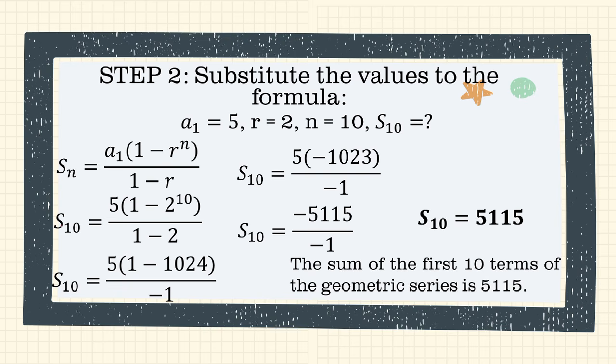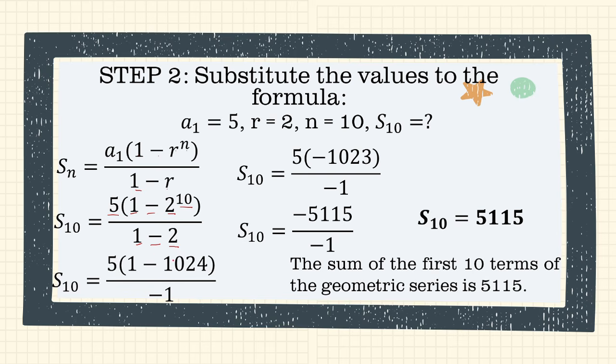So we have here S of 10. So what is our a sub 1? That is 5. What is our 1? That is also 1. Minus, okay, copy minus here. And then our r is 2. So we have here 2. Then our n is 10. So we have here 10. Over 1, that is, as is, 1. And then you will copy the operation minus. And then our r is 2.